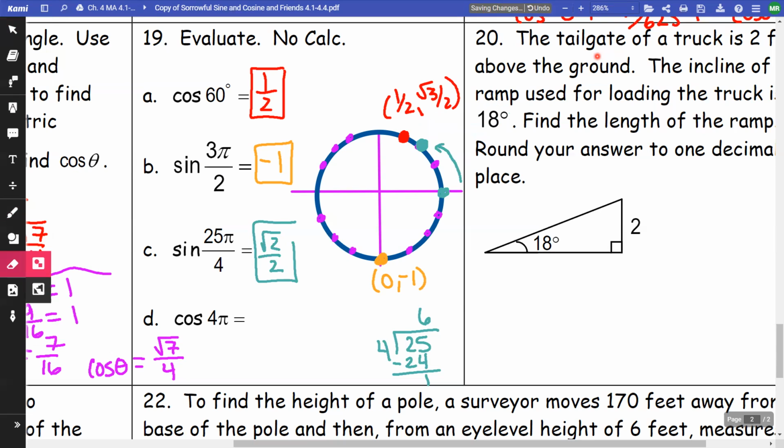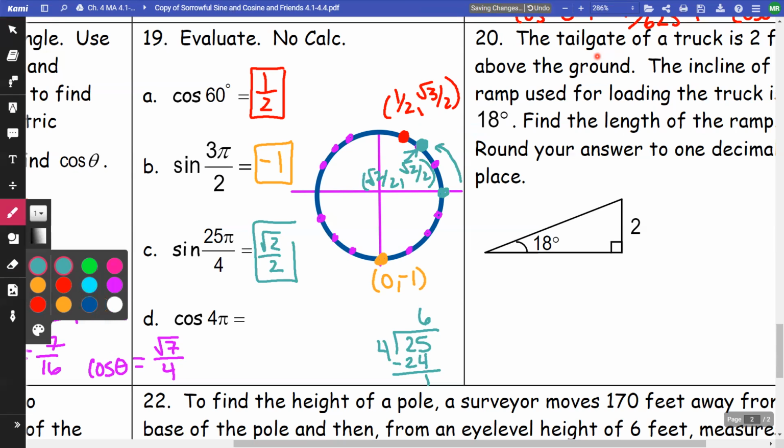I'm just going to move this on the inside. So this point here is going to be a √2/2, √2/2. Okay, and then cosine of 4π. 4π is going to be this point here, and this is going to be 1, 0, so the cosine is going to be 1.